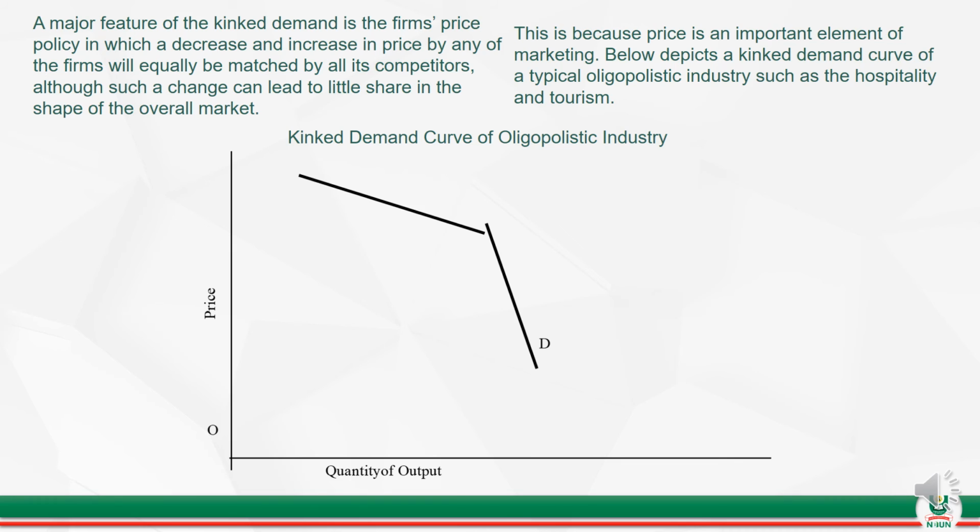So we are seeing the kinked demand curve of an oligopolistic industry. We can see our demand, our price, and our quantity. So that shows us how the market is.